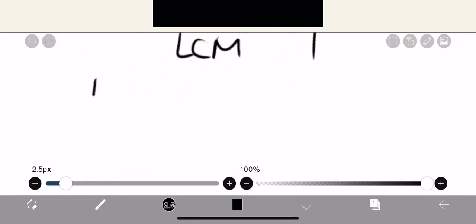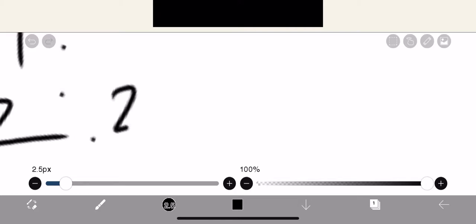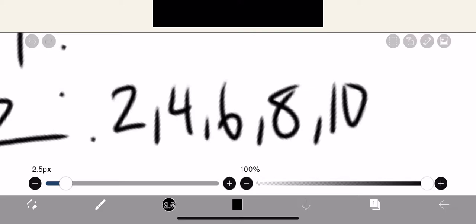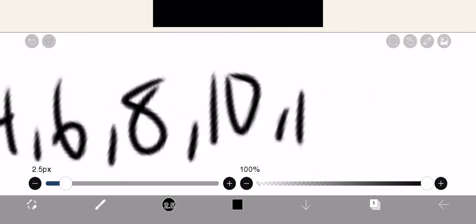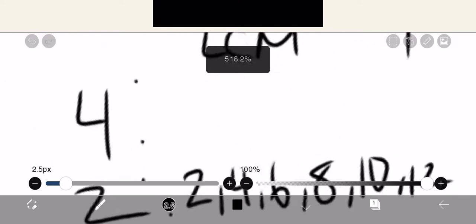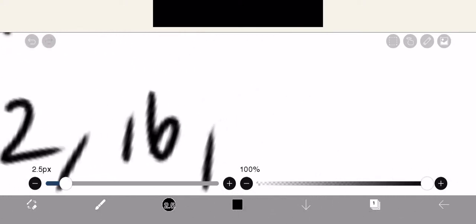So let's take a look at 4 and 2. Make sure you get at least 6 multiples. So 2, 4, 6, 8, 10. 2 times 6 is 12. That's 6 multiples. Now let's look at 4. 4 times 1 is 4. 4 times 2 is 8. 4 times 3 is 12. 4 times 4 is 16. 4 times 5 is 20. And 4 times 6 is 24.